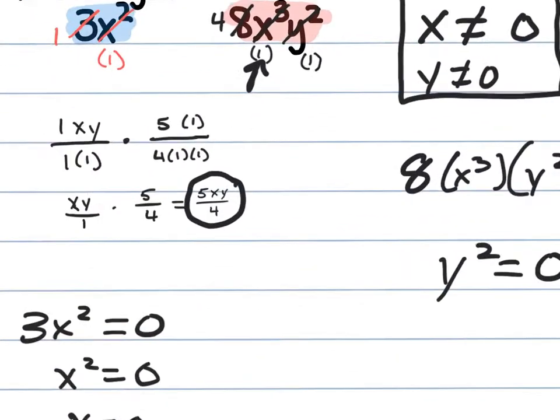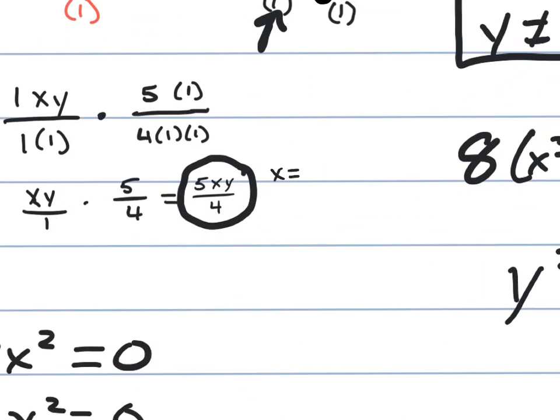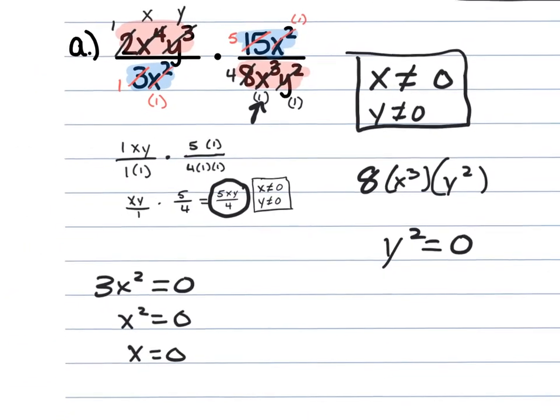So I'm just going to put that right here next to my answer. X cannot equal 0, y cannot equal 0. Both of those things have to be listed because x and y are both factors there.